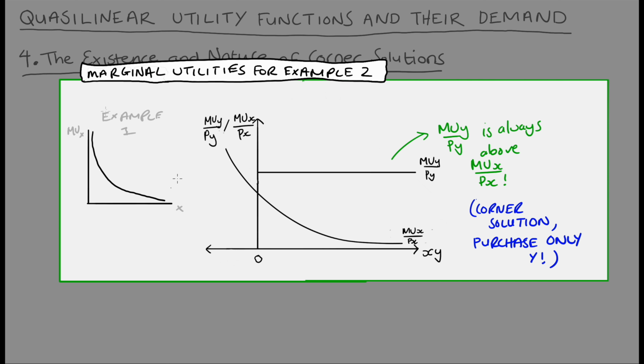That corner solution wasn't possible in example 1, because in example 1 we had this asymptote, which means that the marginal utility for the first unit of x consumed is like infinite, which a non-infinite thing can never be above, right? So that's a nice way to understand the possibility or impossibility of the corner solutions.